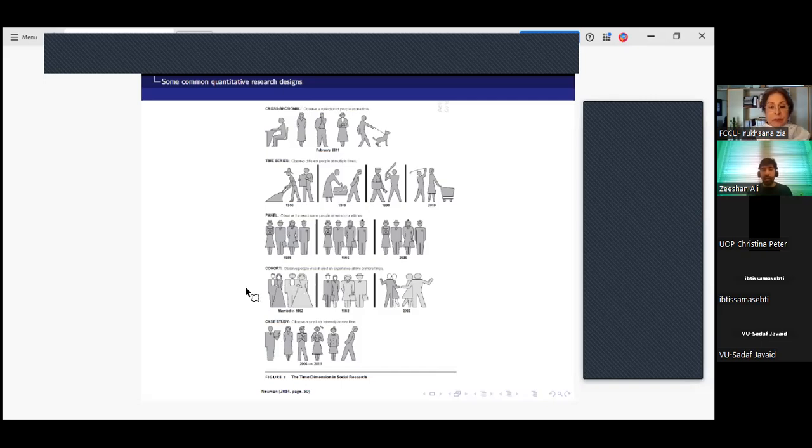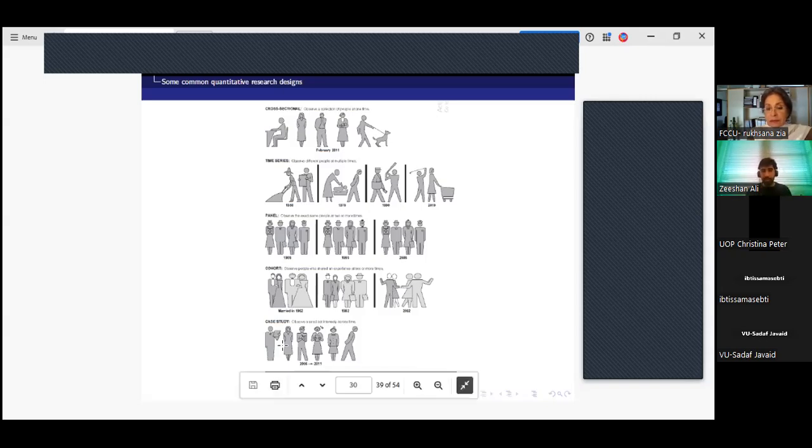And then the cohort is something like we observe people who shared an experience at two or more points in time. Case study is also a kind of research design, but that is closer to qualitative research, where we usually have very few subjects or a small sample size, and we try to study them in depth.